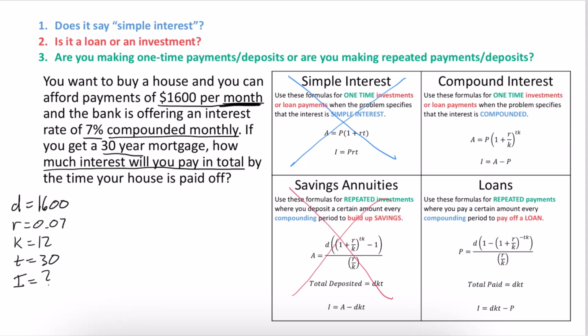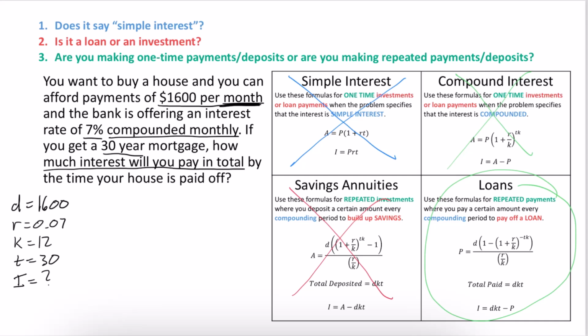And then to figure out if it's compound interest or loans, we ask ourselves, is this a situation where you make the payment all at once, or are you making repeated payments? Well, if you're making a payment of $1,600 per month, that's a repeated payment. And so that tells us that we would use the loans formula and not the compound interest formula.